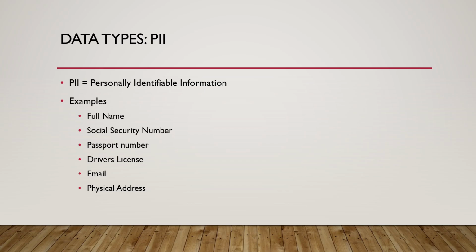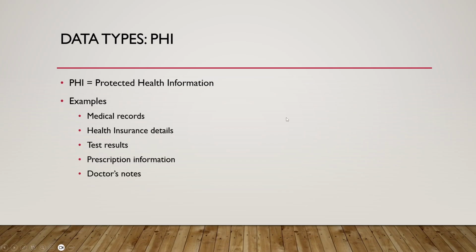Examples of PII is just anything that can be used to identify an individual. So some examples would be their full name, social security number, passport number, driver's license, email, physical address, could even be their phone number. And we need to make sure that these are protected.